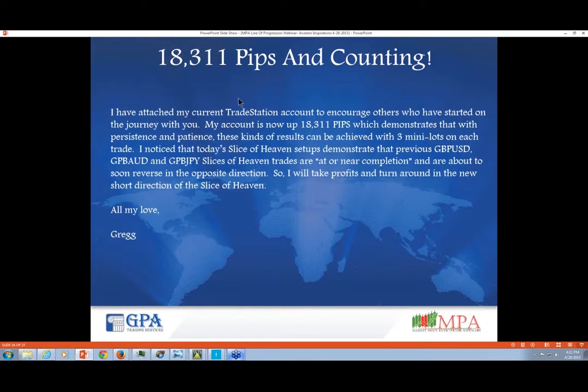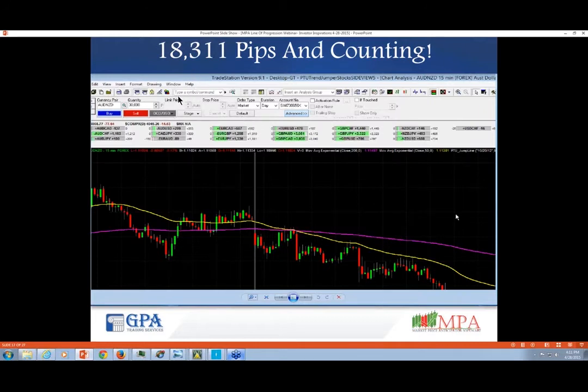Not only did it go from 8,600 pips to 18,300, but here it is in his TradeStation showing it continues to run and increase. Look at this: over 1,000, 1,300 pips, 1,300 pips, 3,000 pips, 2,000 pips. You total all these together, over 2,000. That's your 18,000, simply following the line of progression.